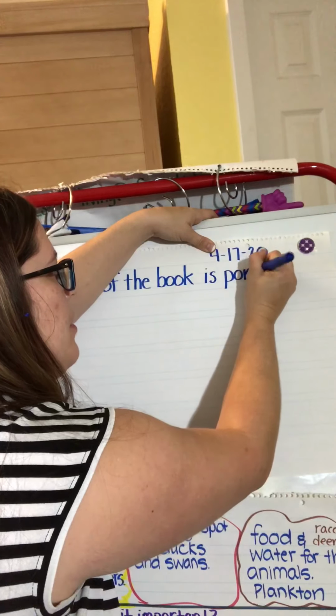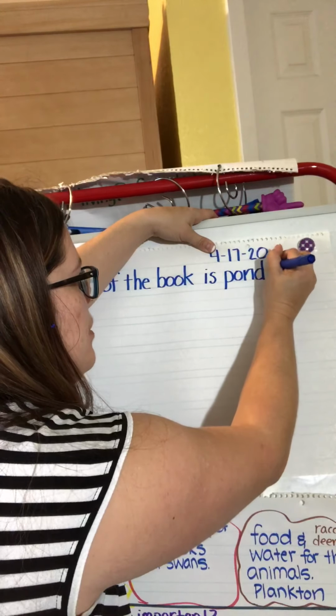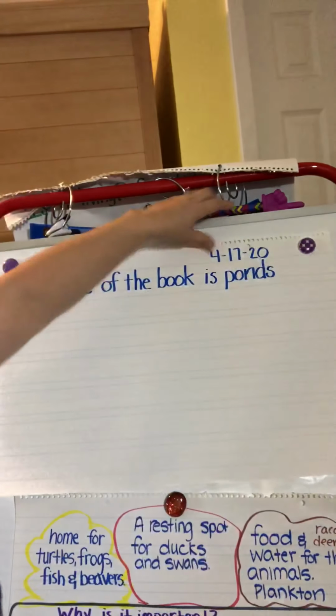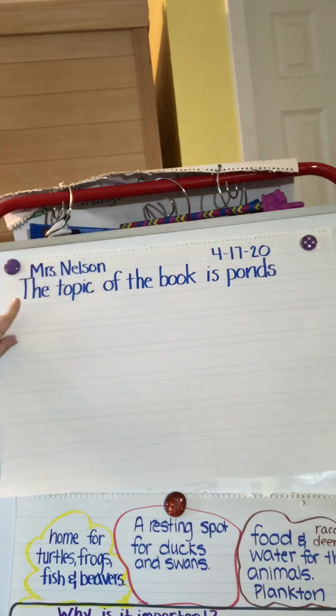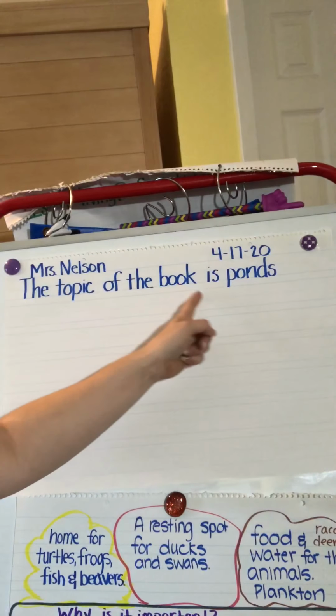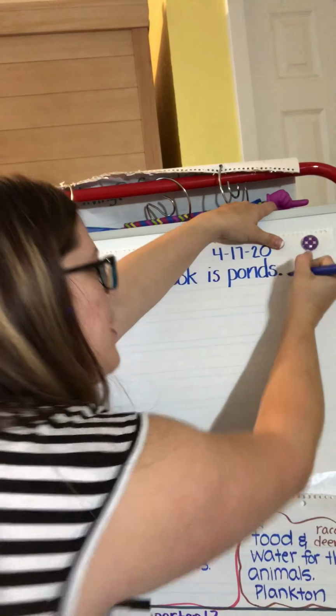And remember, when we do our writing, we don't have random capital letters in the middle of our words. The only letters that should be capitalized are the ones at the beginning of our sentence. All of our other letters, make sure you check your work, okay? And what am I missing? The topic of the book is ponds. That's my first complete thought, so I'm going to end it with a period.